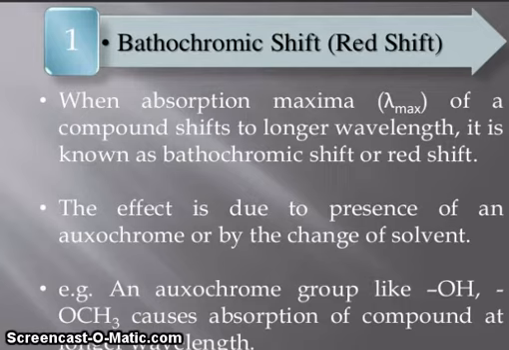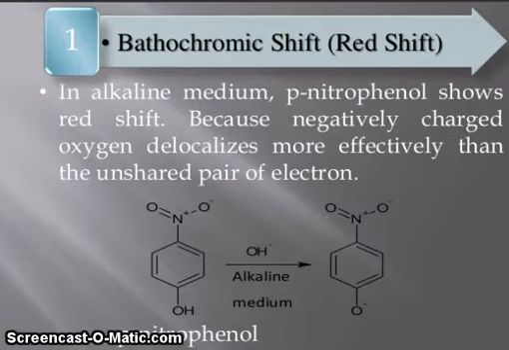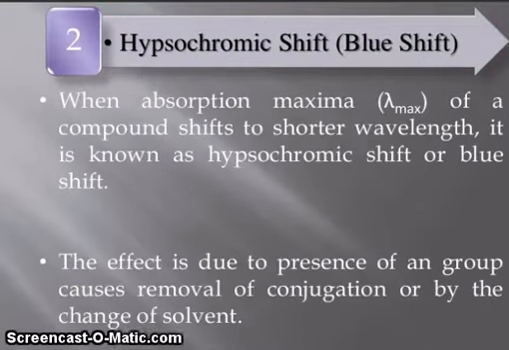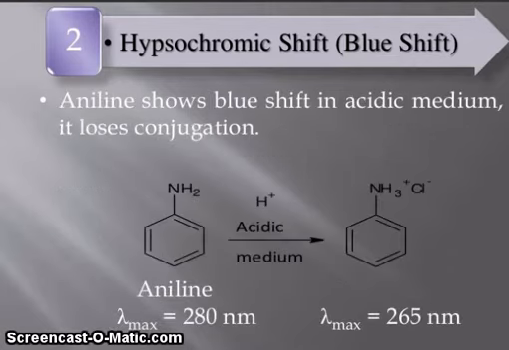What is the bathochromic shift? When the absorption maximum shifts to longer wavelength. In alkaline medium, nitrophenol shows a red shift because the negatively charged oxygen delocalizes more effectively than the unshared pair of electrons. When the absorption maximum of a compound shifts to shorter wavelength, it is known as hypsochromic shift or blue shift. The effect is due to the presence of a group that causes removal of conjugation, or a change of solvent. Anilines show a blue shift in acidic medium, as they lose conjugation.